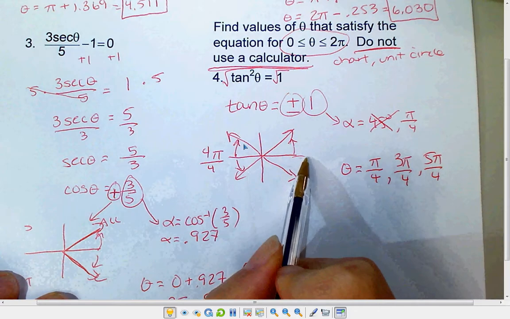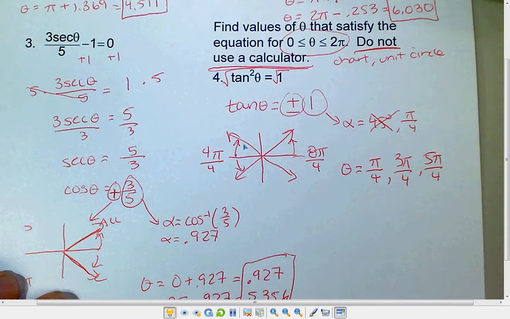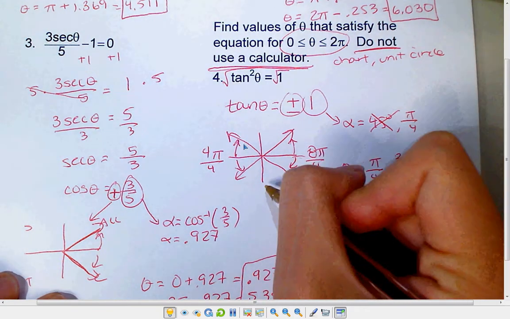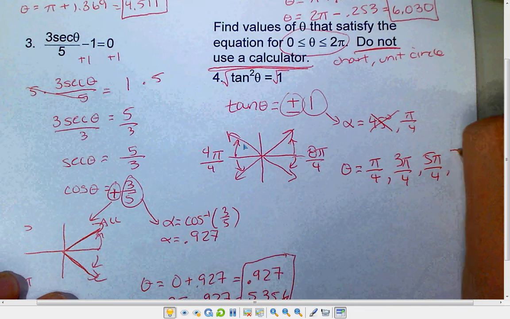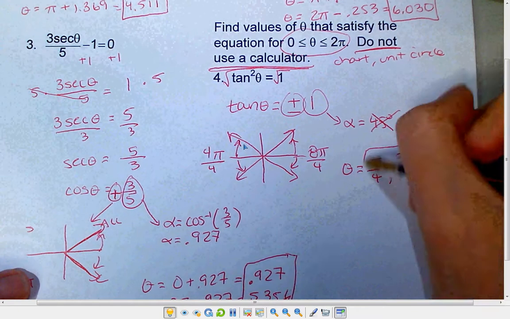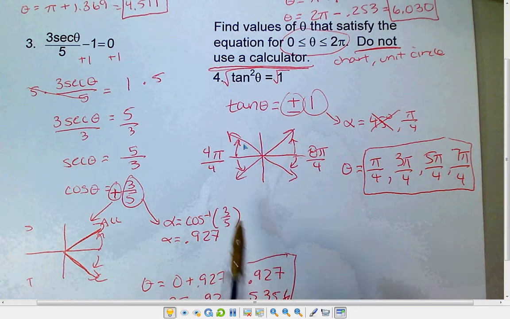On the other side, this is 2 pi, so 2 times 4 gives you 8 pi over 4. And then we're subtracting, because we're going from 360 towards 270, so that is going to give us 7 pi over 4. And these are our 4 answers. We have 4 answers because it could be positive or negative, so it could be in all 4 quadrants.